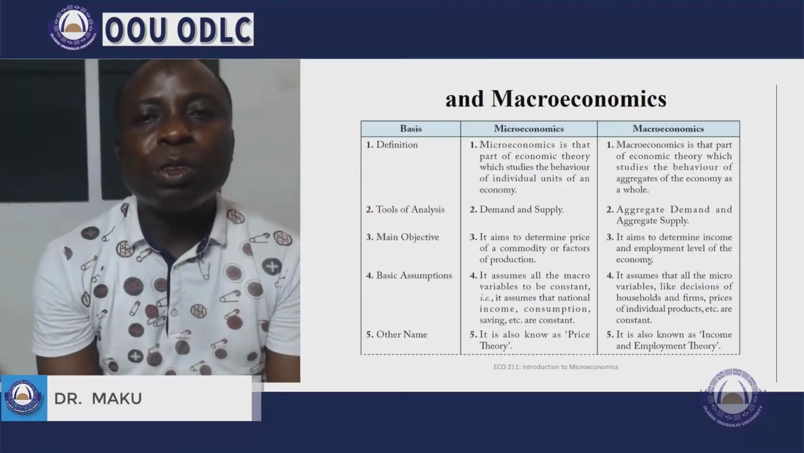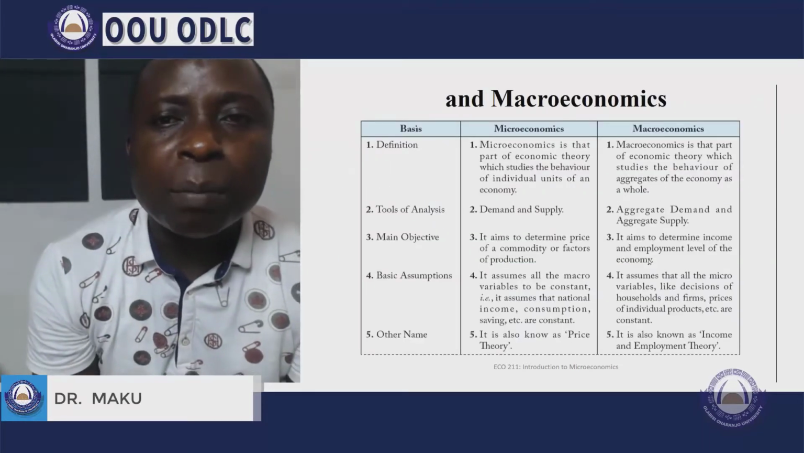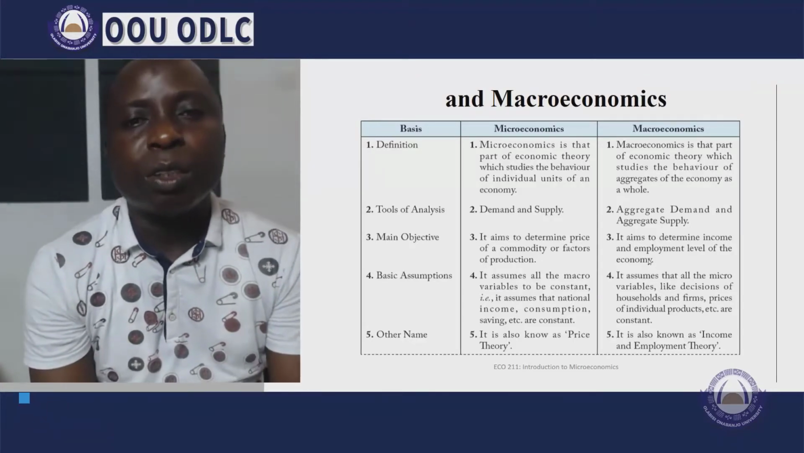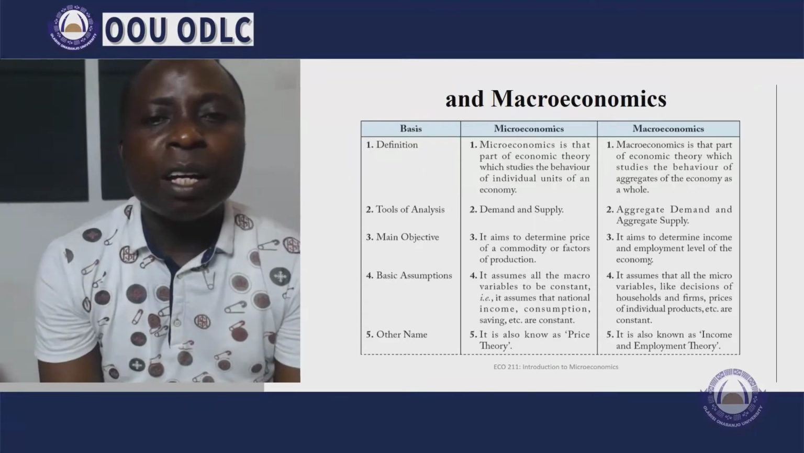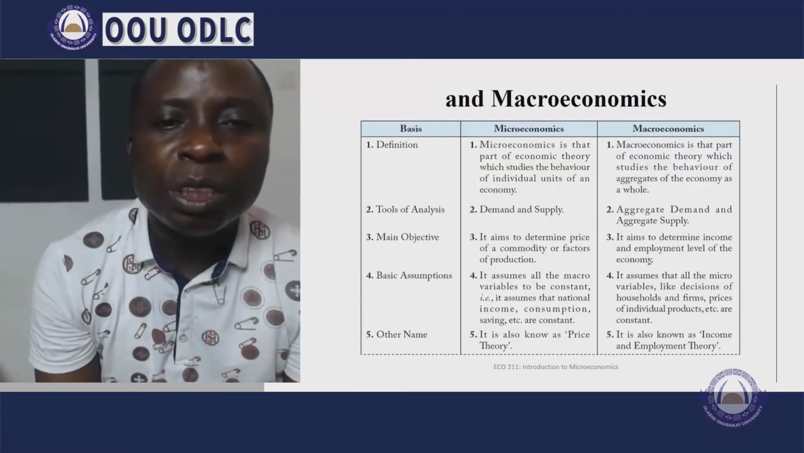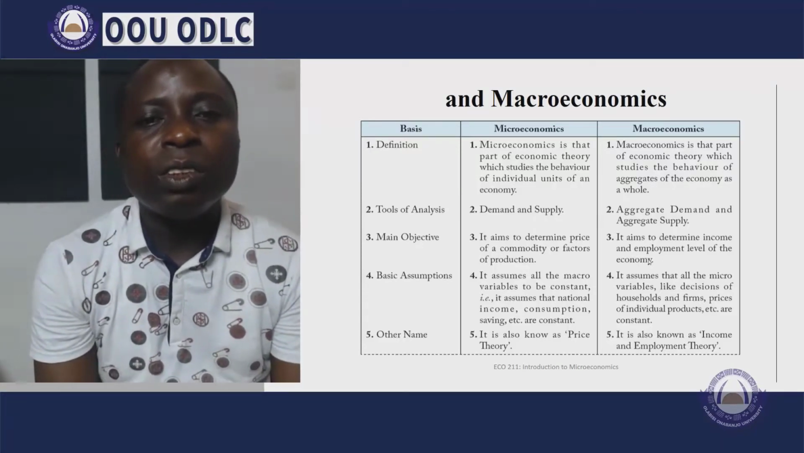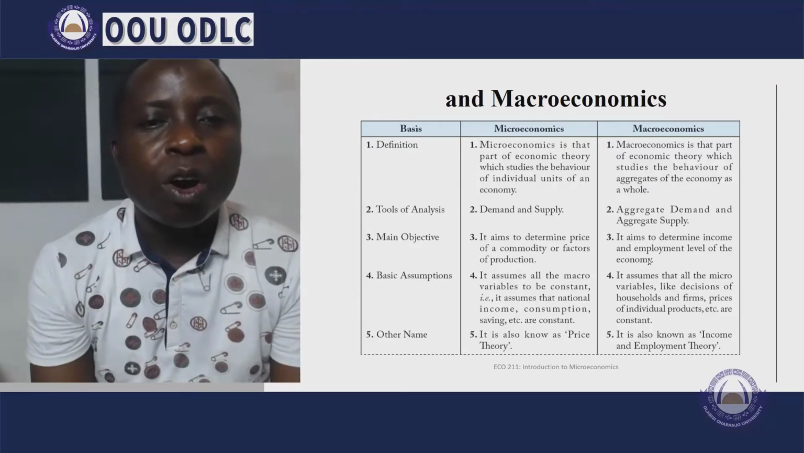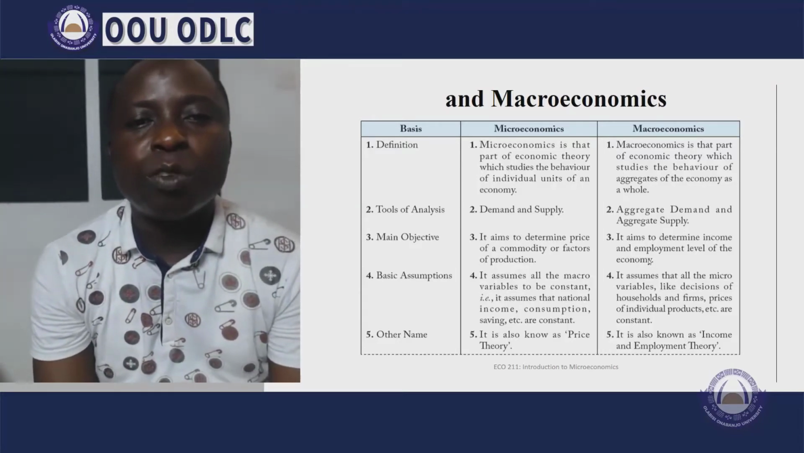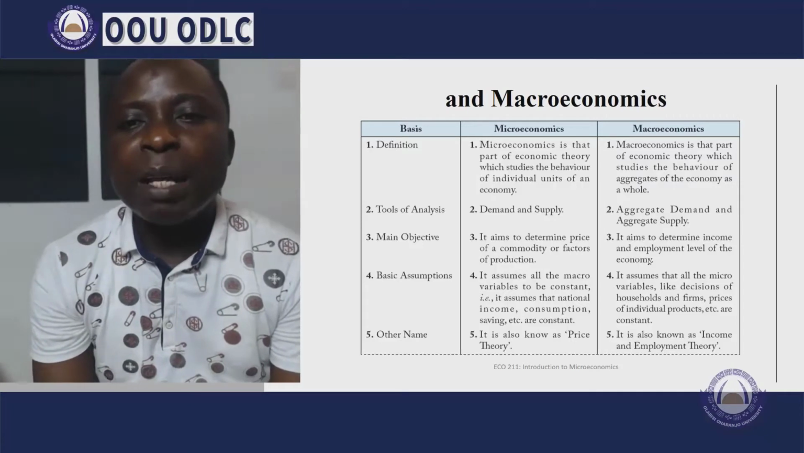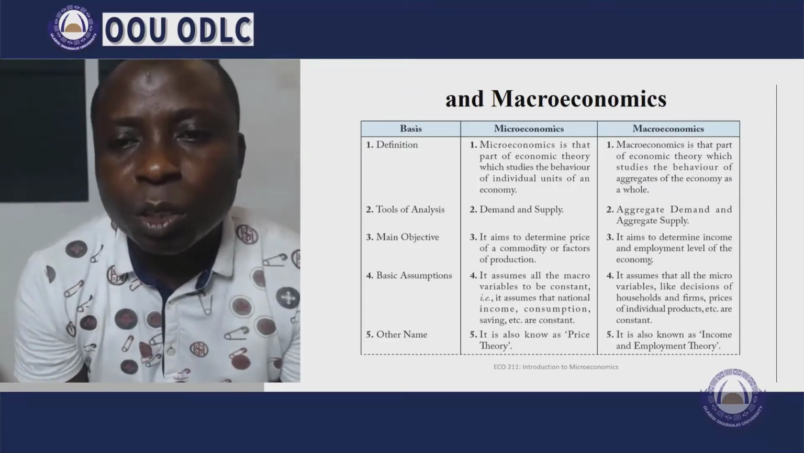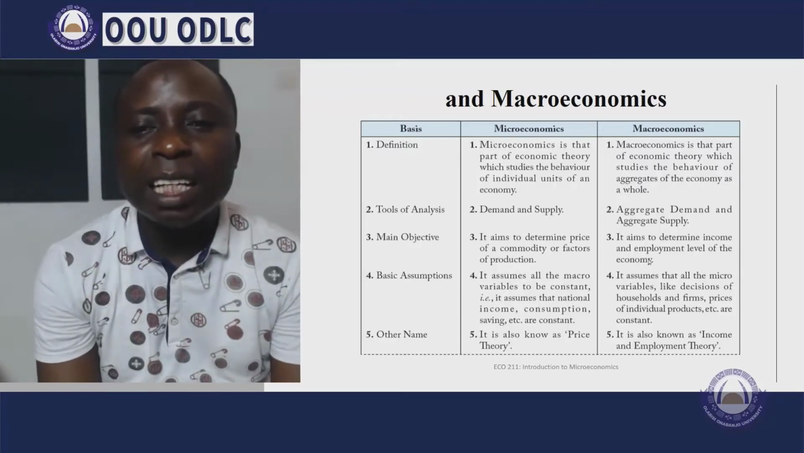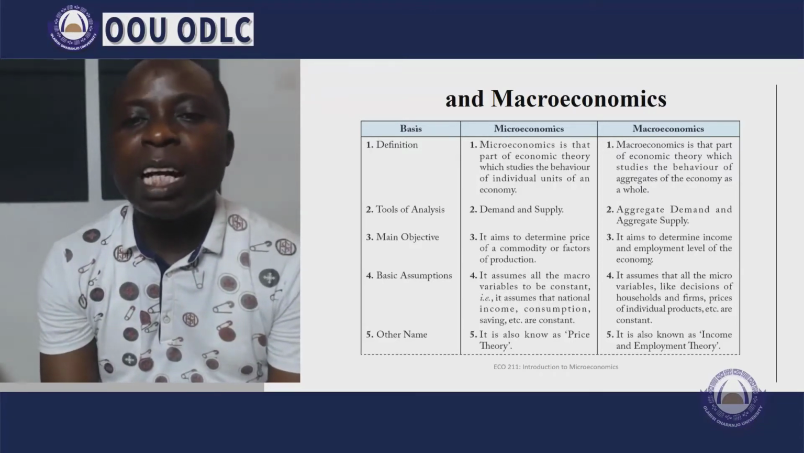The distinction between microeconomics and macroeconomics. By definition, microeconomics is that part of economic theory which studies the behavior of individual units of an economy, while macroeconomics is that part of economic theory which studies the behavior of aggregates of the economy as a whole.